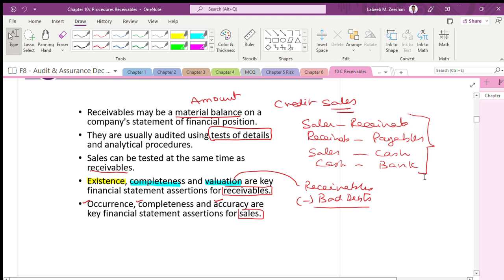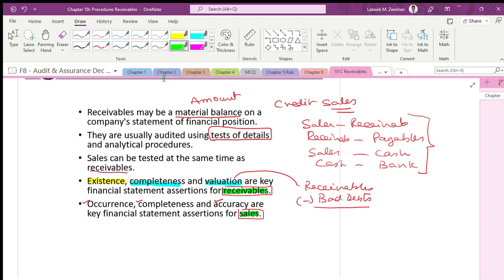Sales can be tested at the same time. Whenever you are talking about the receivables, make sure that you do the sales also. Existence, completeness and valuation, and occurrence, completeness and accuracy. There are two different factors: one in terms of receivables, and one in terms of sales. Two different things are there.